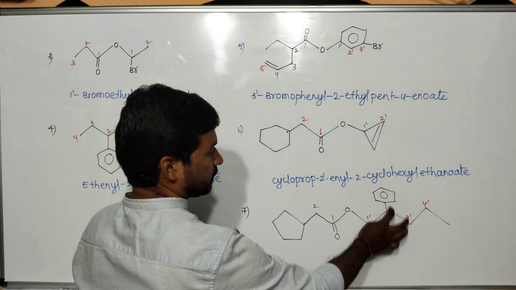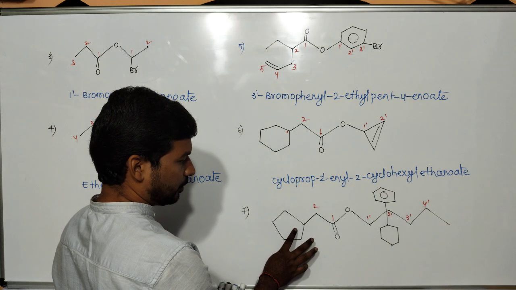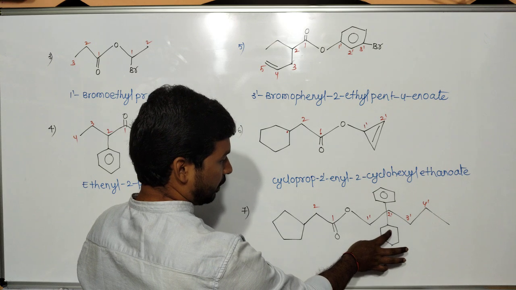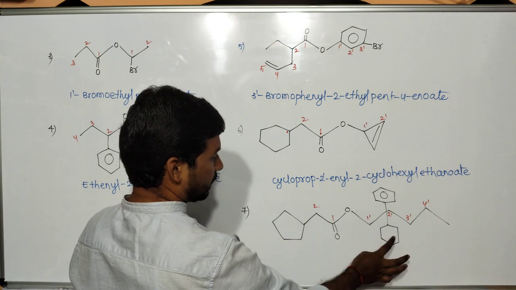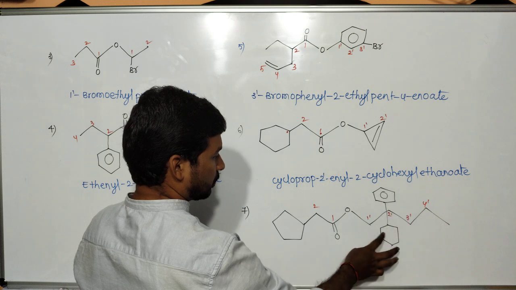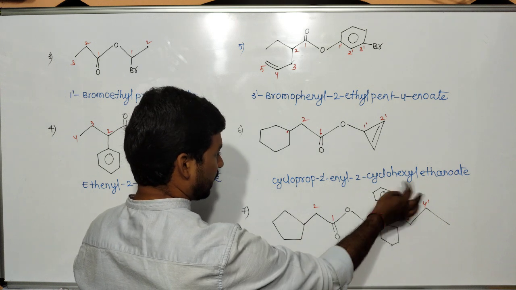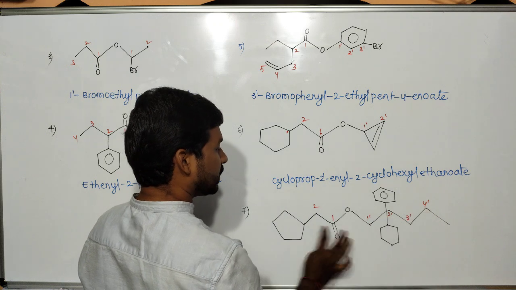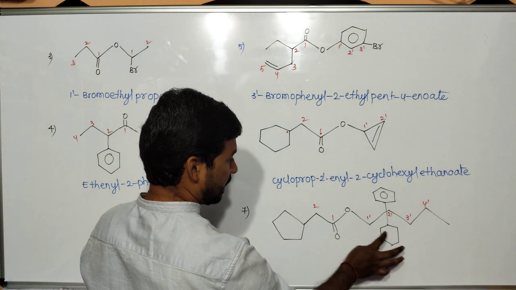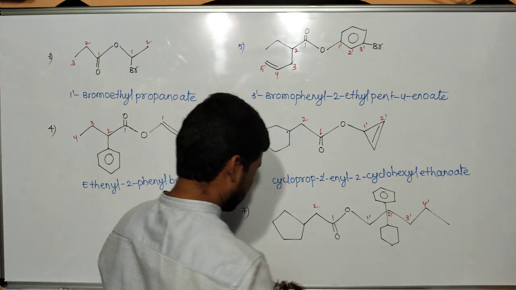Next, these two are substituents. At the second position, cyclopentyl and cyclohexyl. So first cyclo, and this is phenyl, and phenyl comes last. Cyclo groups compete with each other: cyclopentyl, cyclohexyl. Pentyl P, hexyl H. H is the 8th letter, P is the 16th letter. So first write this one.